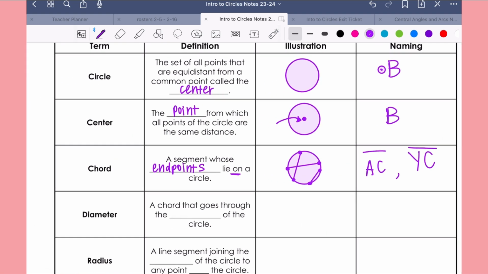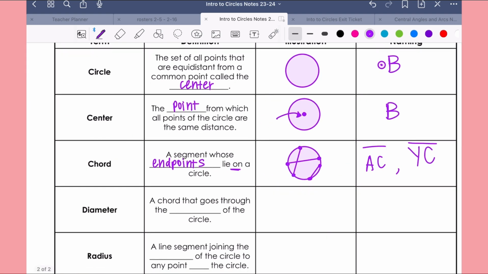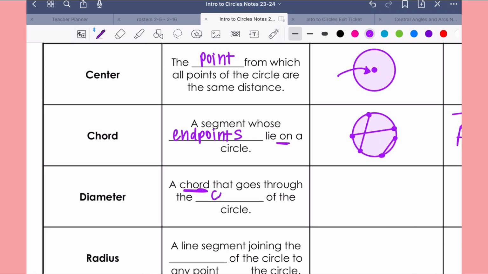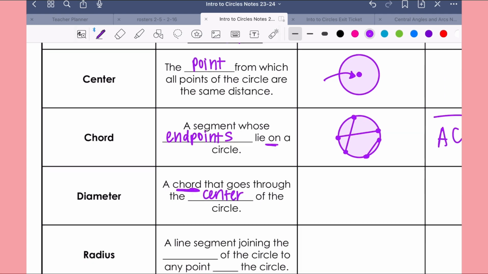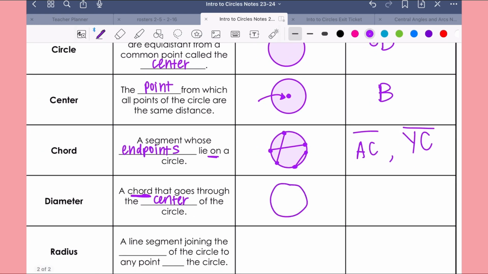Okay, all right, a diameter. A diameter is actually a type of chord, but it's more specific. It's a chord that goes through the center of the circle. So what does that look like? It's a circle, it's a chord, but it has to go through the center. So we know the center is right in the middle, and the chord has to go through there. If it doesn't go through the center, it's not a diameter, okay? And diameters can also go up and down or across. These are all diameters, okay? You can have more than one.